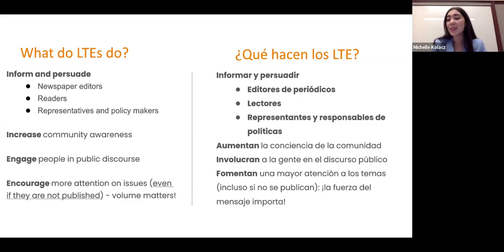And so, when you're writing that letter to the editor, definitely do not get discouraged if it doesn't get published, because it is still contributing to the purpose of a letter to the editor.